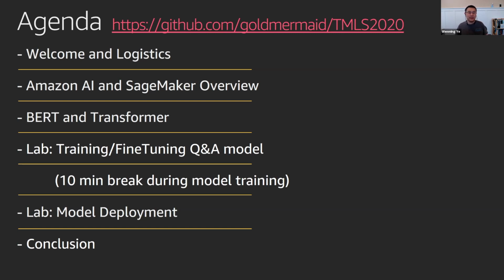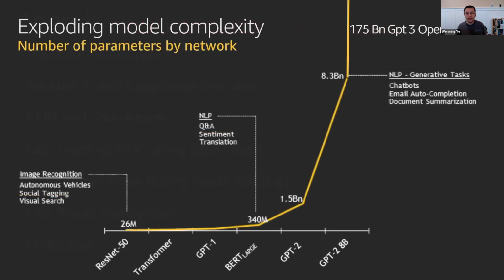And then we'll do the AI/ML overview, the transformers. We'll do the lab. The lab training is a real, actual training, fine-tuning of a BERT model. So it's going to take 4 GPUs, about 40 minutes or so. So you're going to have an opportunity to take a break and ask questions. All right, so let's get started.